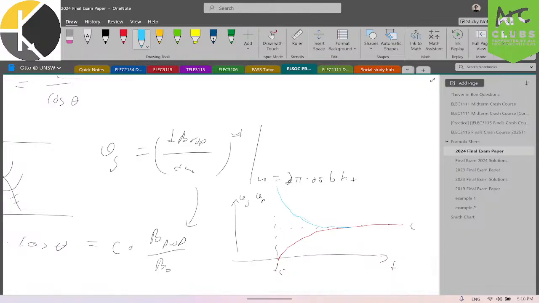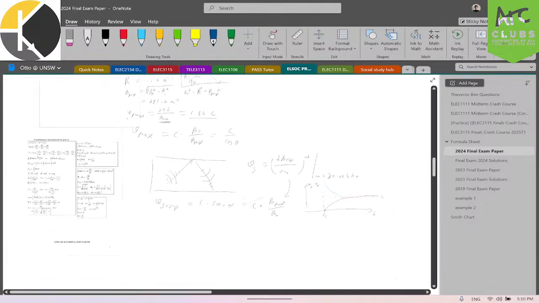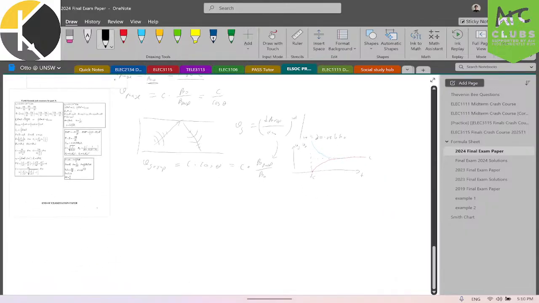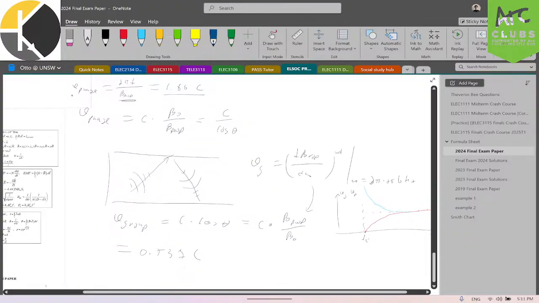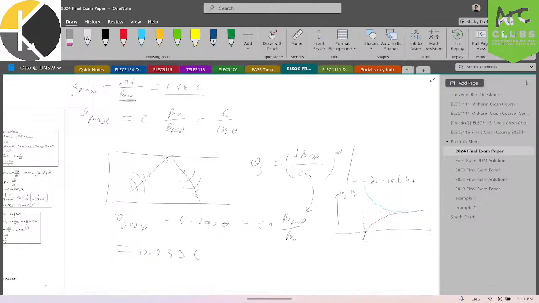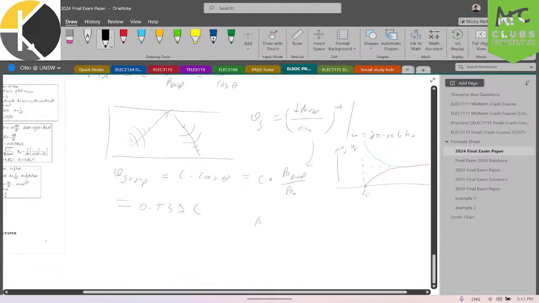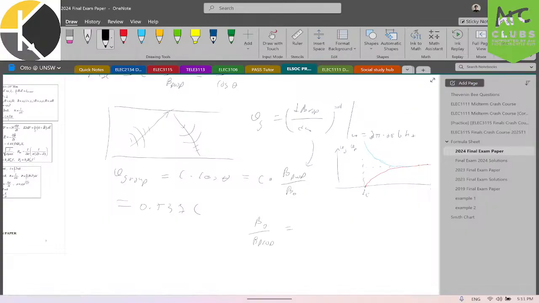And this will actually be equal to 0.537 c. As a quick life hack of sorts, because beta is proportional to frequency, and c is constant and 2 pi is also constant, beta over beta prop is the same as F over Fc. So you can just use the frequency division to get this.